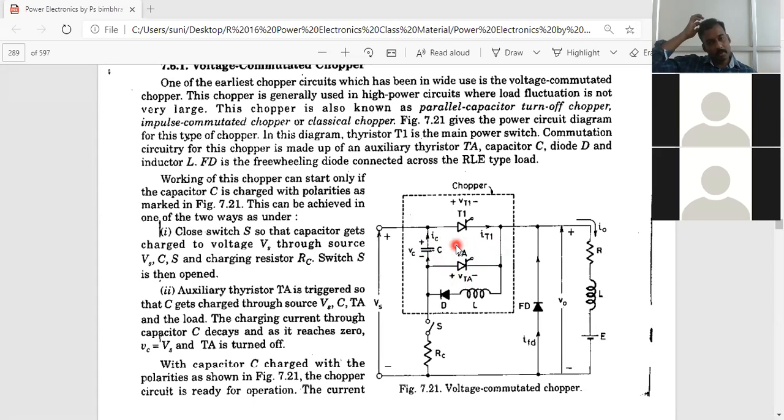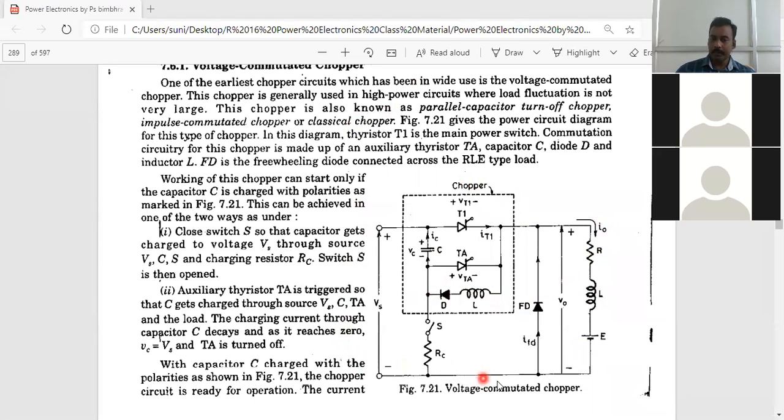Okay, so whenever this auxiliary device is turned on, the main device is turned off, and whenever the main device is turned on, the auxiliary device is turned off. That completes the switching, making the output voltage a chopped DC voltage, providing a variable DC voltage.